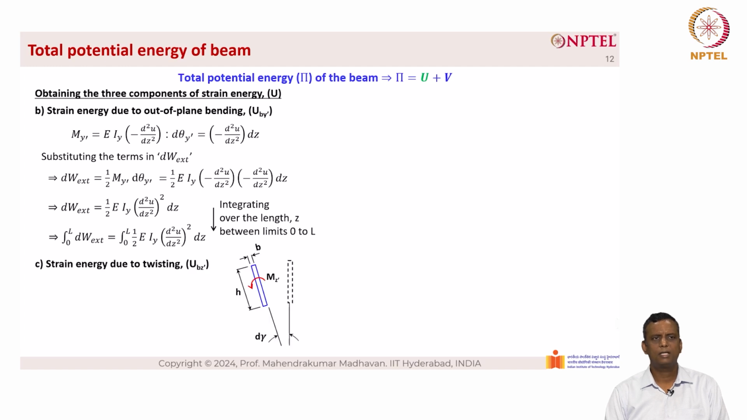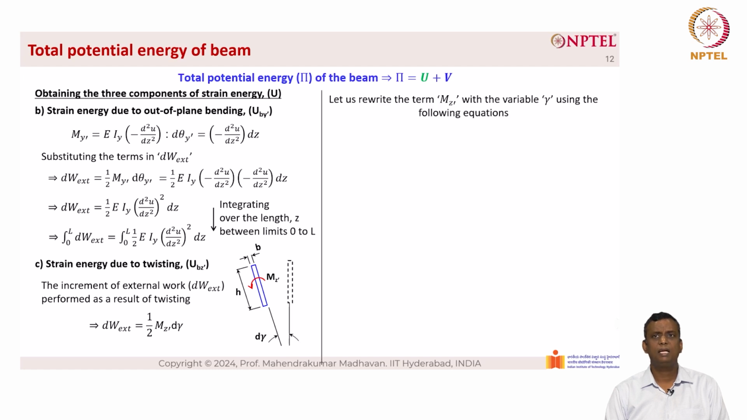Now let us look at strain energy due to twisting, which is U sub Bz dash. So the increment of external work dW external performed as a result of twisting is given as half into Mz dash into d gamma. Let us rewrite the term Mz dash with the variable gamma using the following equations. From the generic equation for torsion, we have Mz dash equal to GJ into d gamma by dz minus EIw into d cube gamma by dz cube.